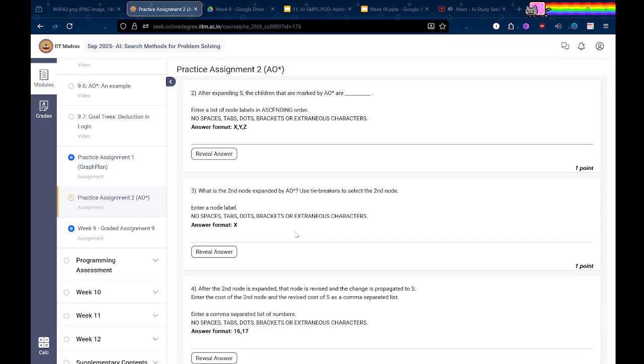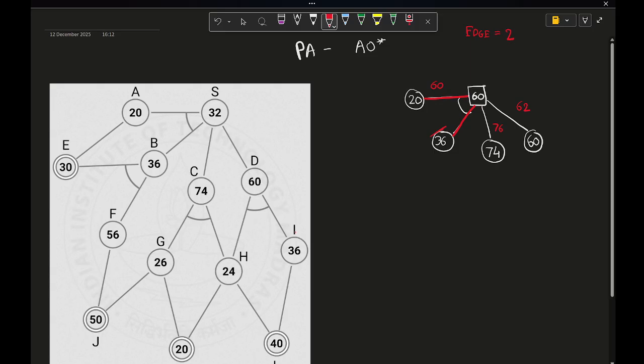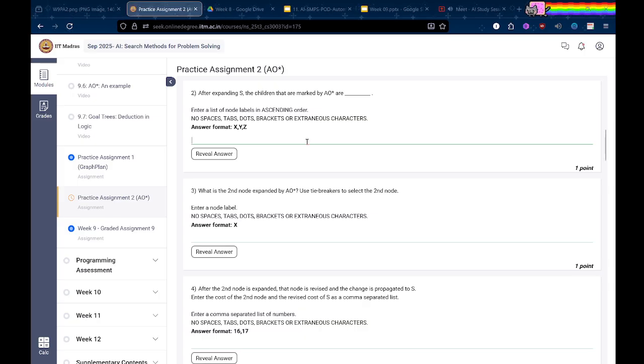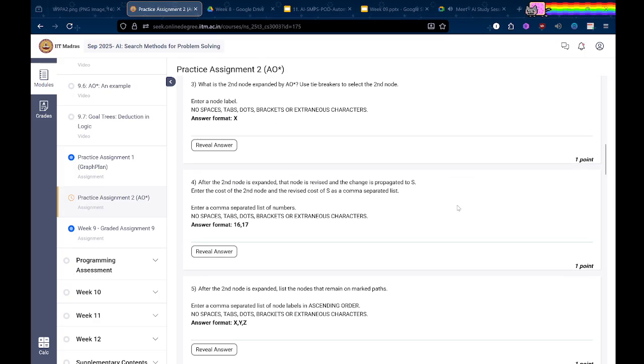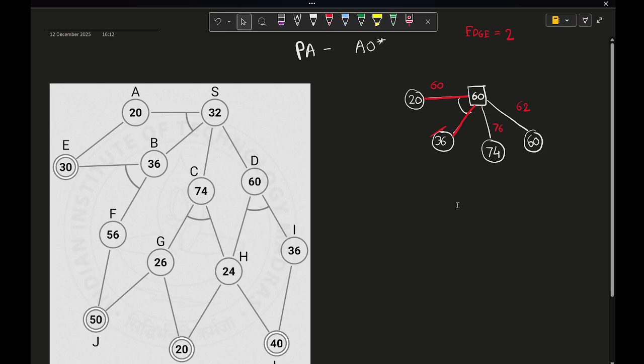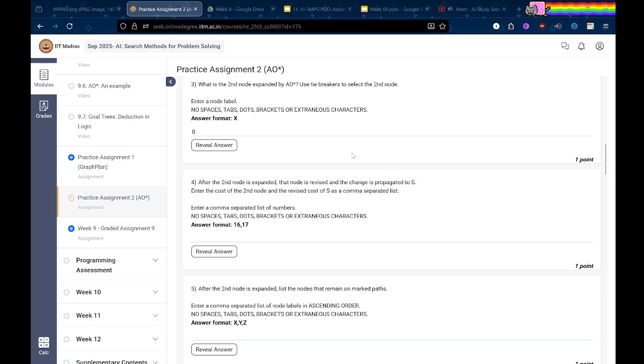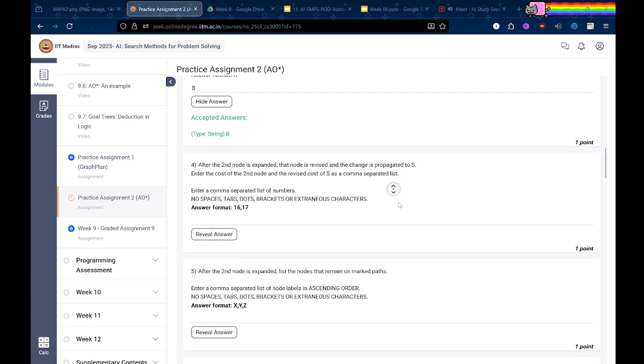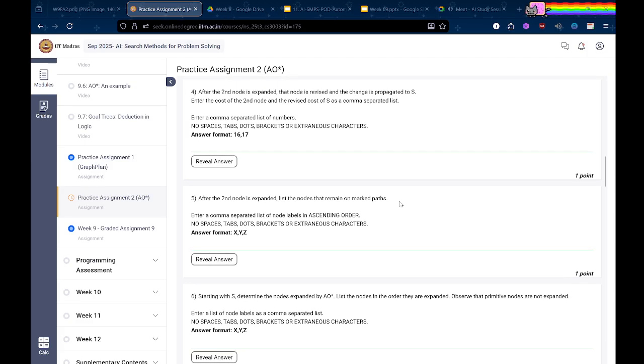AO star. What does that mean? Means the A, B, C, D. 20 and 36 here to expand ahead, no? Yeah, so only A and B, right? Because that's the one that we have chosen. Yeah, A and B. What is the second node expanded by AO star? B. 36. Yeah. B. After the second node is expanded, the node is revised and the change is propagated to S. Enter the cost of the second node and the revised cost as a comma separated value.